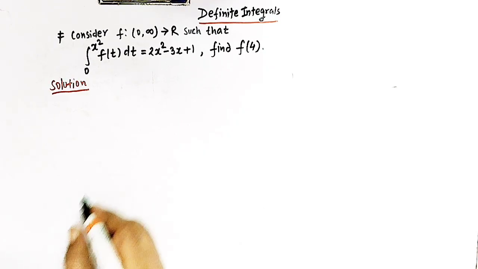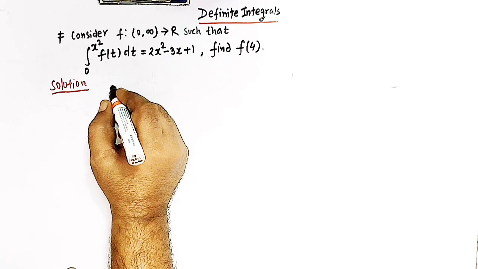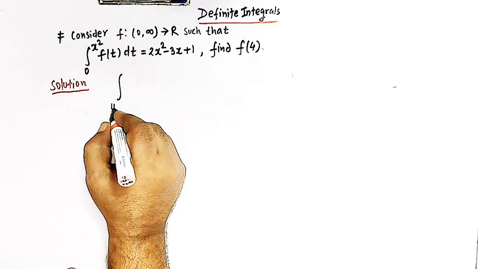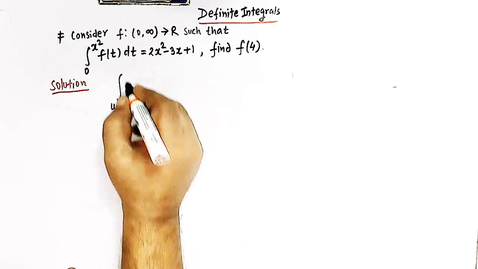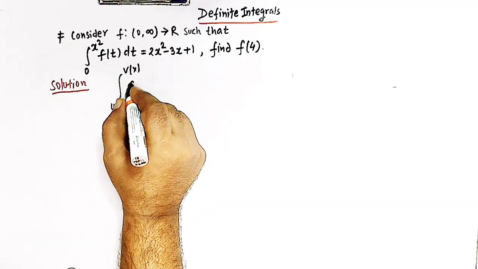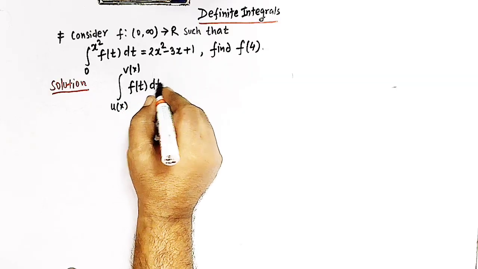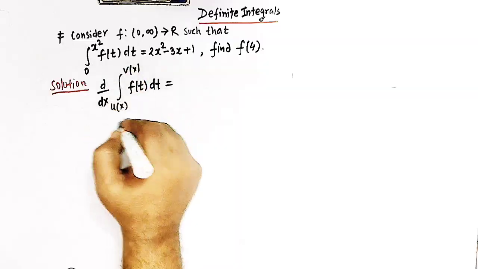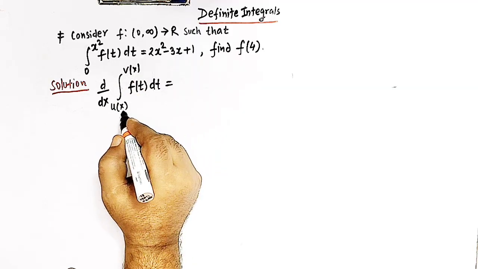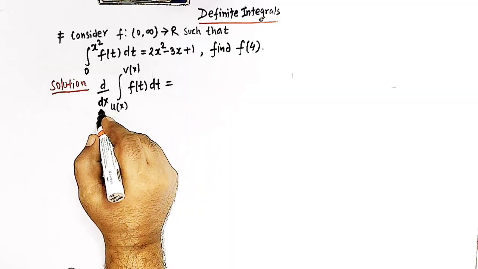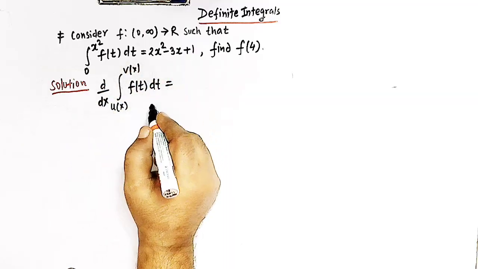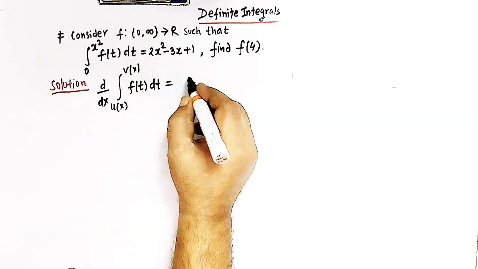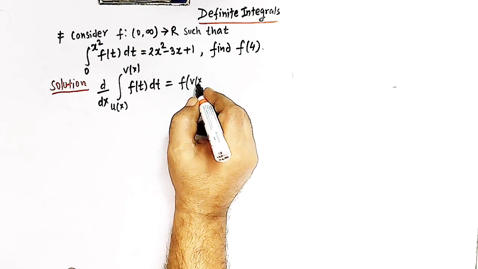So let us first quickly see the Leibniz integral rule. Suppose we have an integral where the lower limit and the upper limit are functions of x. Suppose here we have u of x, here we have v of x, and here we have a function f of t dt. And if we differentiate this integral, that is from u of x to v of x of f of t dt, with respect to x, then Leibniz rule says that the derivative of this integral with respect to x is given by f of v of x.